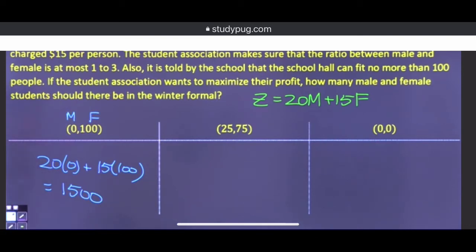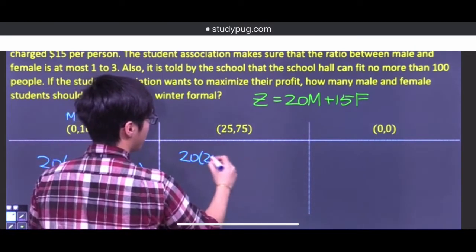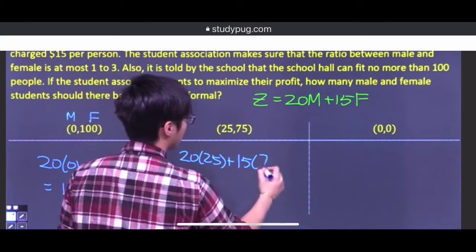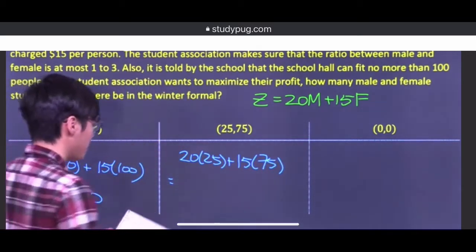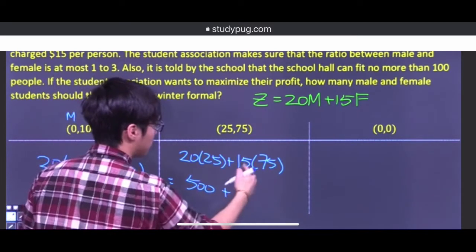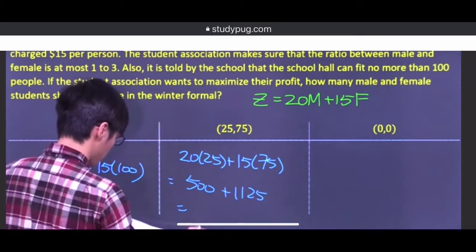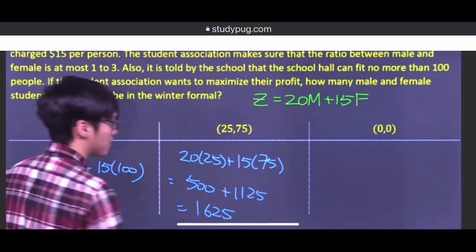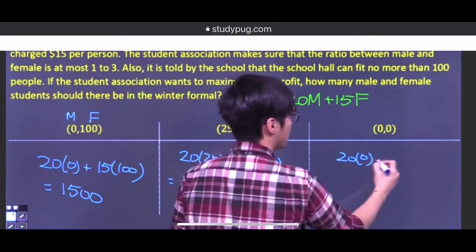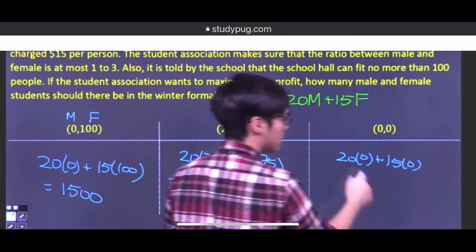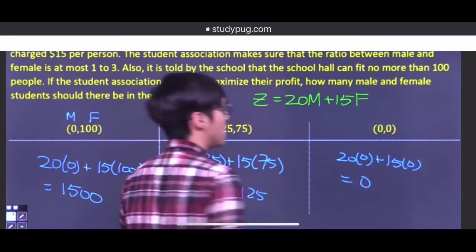Okay? Next, 25 and 75. So we have 20 times 25 plus 15 times 75. So what do we get? 20 times 25 is 500 plus 15 times 75 gives us 1125. And you add them up, you will get 1625. Last but not least, 0, 0. That should be easy, right? 20 times 0 plus 15 times 0. 0 times 20, 0. 0 times 15, 0 as well. So this will give us 0.